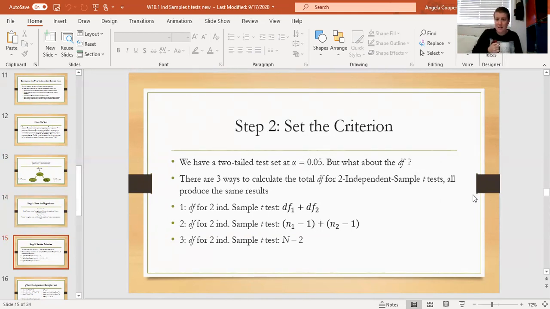But we got to set the criterion. So we got to know what the degrees of freedom is. It is an independent samples t-test, so we do have to use the t table to find our critical t values. And to do that, we have to find the degrees of freedom.